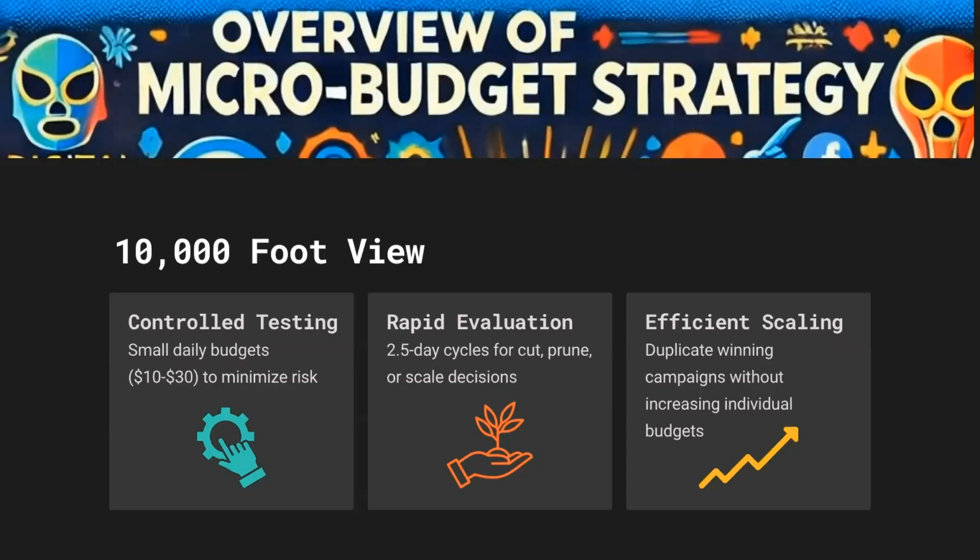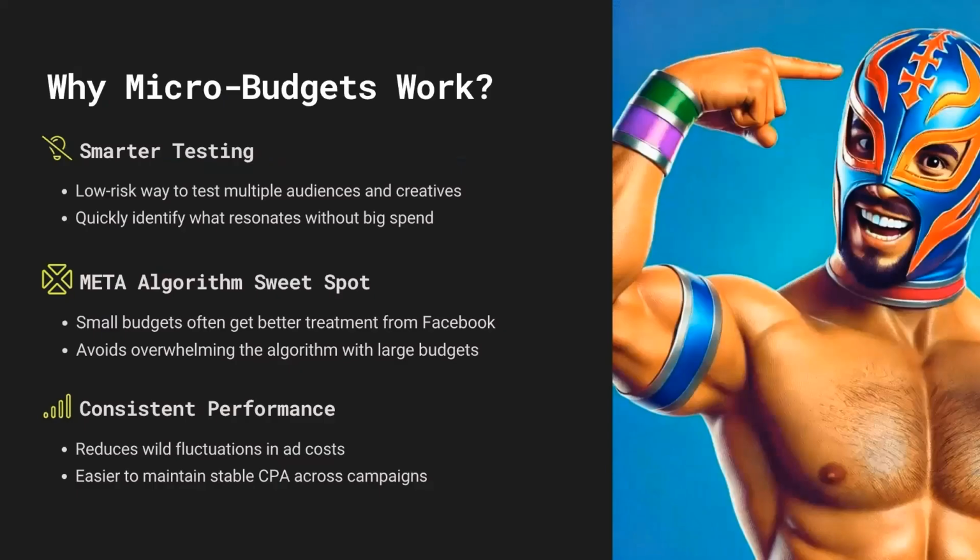I just take a look at what's all running right now. Okay, which one's been running 2.5 days? What do I need to cut or duplicate? And then when it gets into testing, it's a little bit different, but literally if it's working, we just double down on it every single day. That's it. So why do micro budgets work?